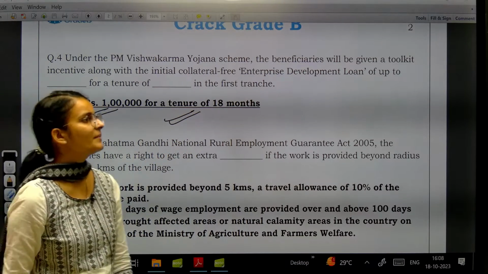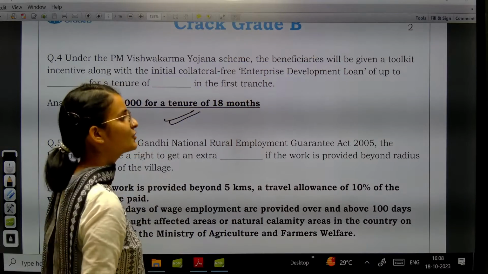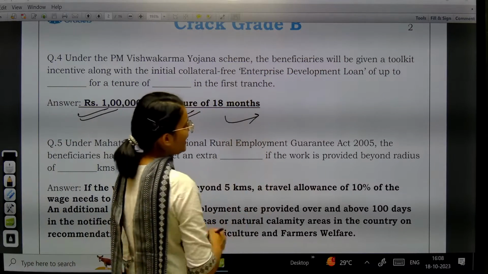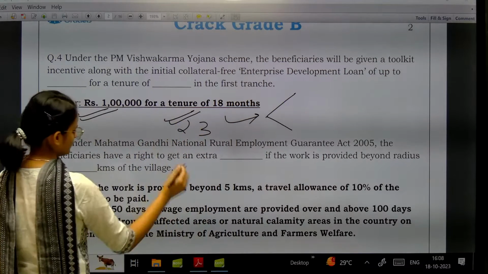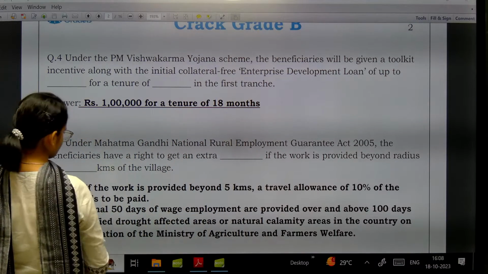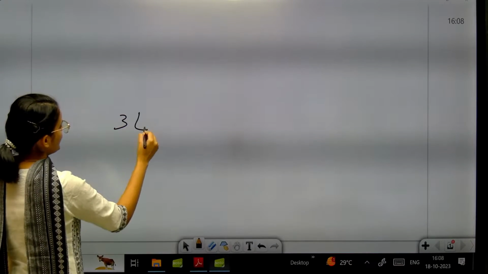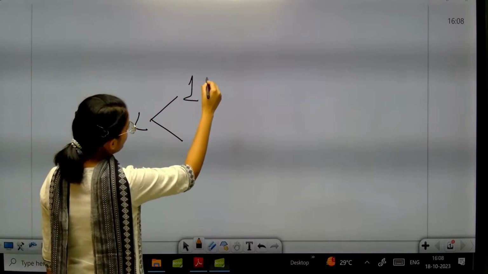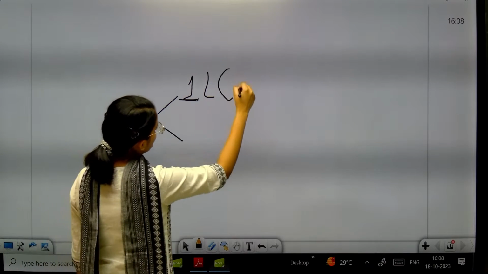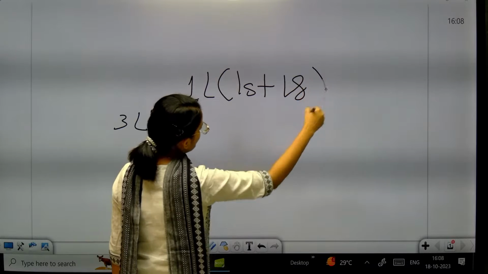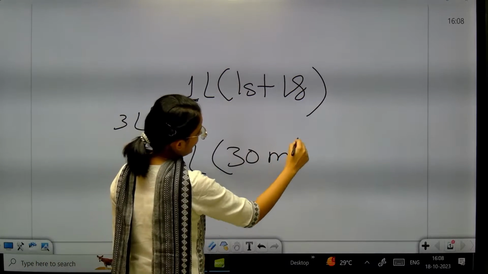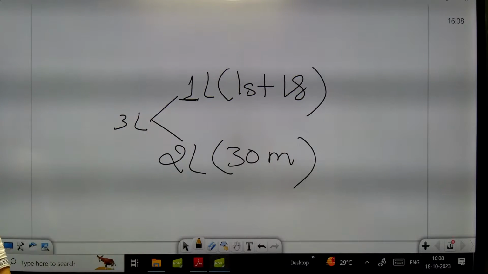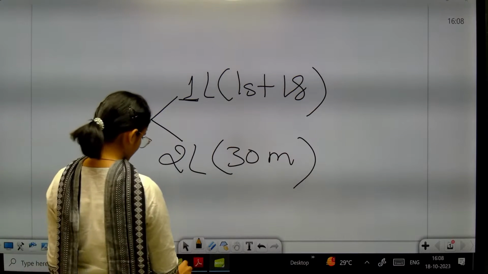Those who have watched my PIB sessions definitely answered this question correctly in the exam. Why? I have told you there were rupees 3 lakh. Yes, I have mentioned that 3 lakh collateral-free loan, first 1 lakh tranche, the first tranche is for 18 months tenure and the second tranche of 2 lakh is for 30 months tenure, right? I have mentioned this to you in the PIB, right?